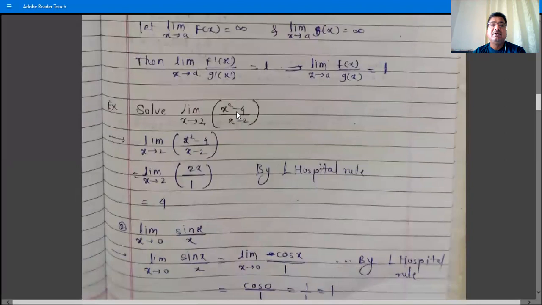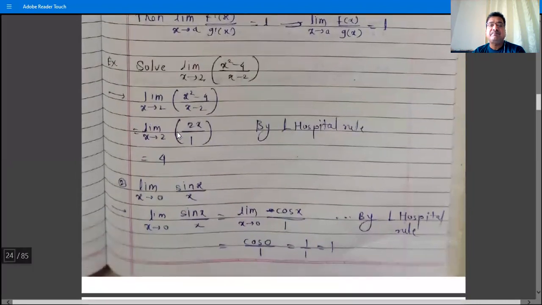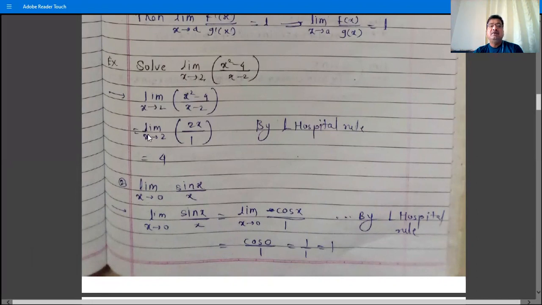Means both are same. So this is f(x) divided by g(x), and this is f'(x) divided by g'(x), and we have the equal to sign here. That is, limit x tends to 2 of f(x)/g(x) is equal to limit x tends to 2 of f'(x)/g'(x). So actually this 2x by 1 is not the derivative of this quantity. It is the derivative of numerator and denominator separately.